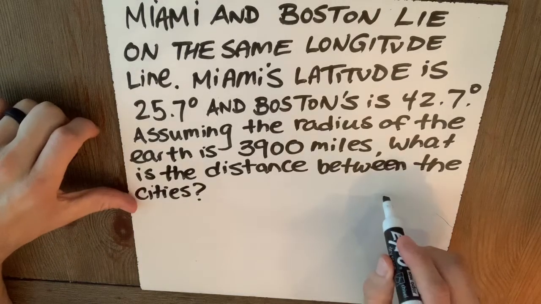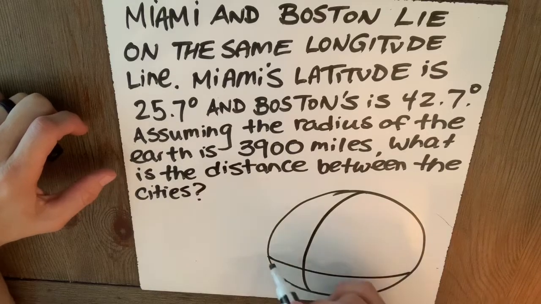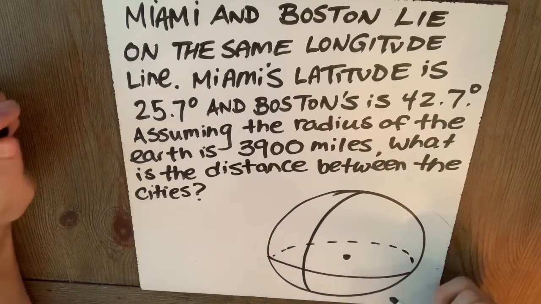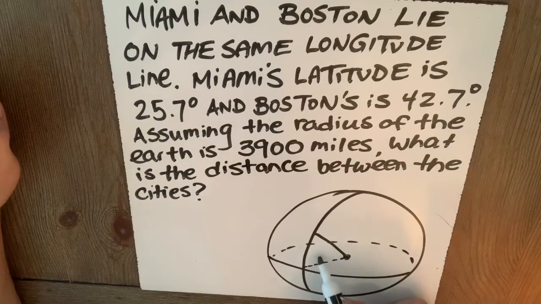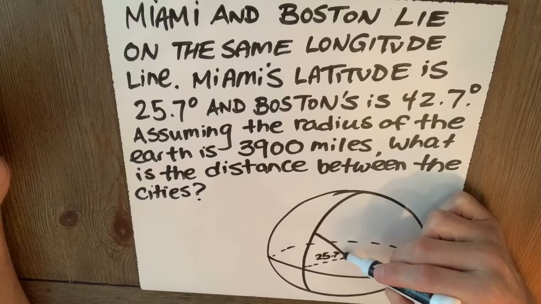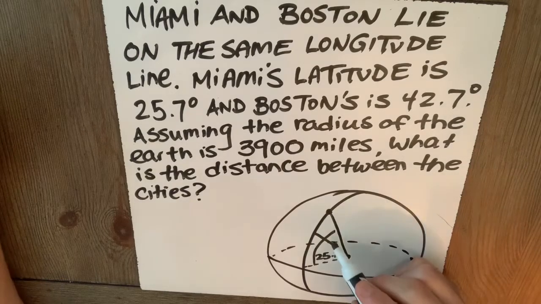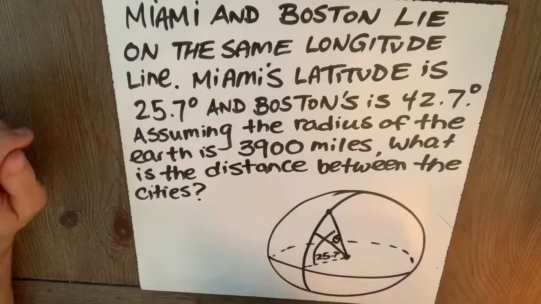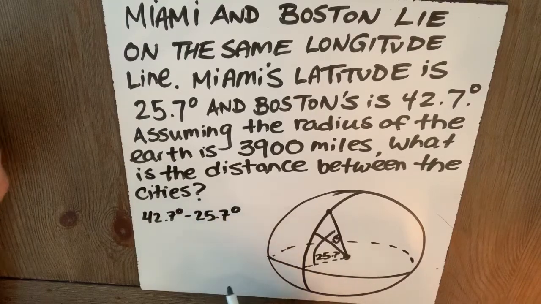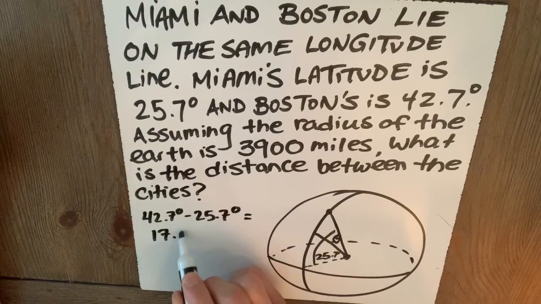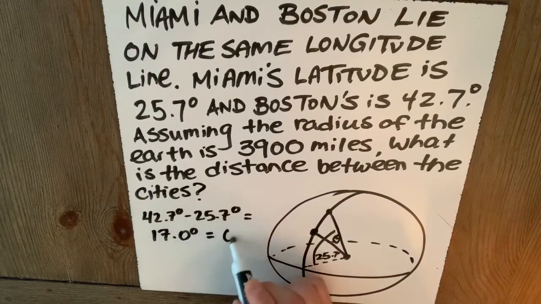So here's what we have. We have the globe, and on this longitude line, say this is the equator, and there is the center of the Earth. Now, to go up to Miami, we have to go up 25.7 degrees. So this angle here is 25.7 degrees. To go up to Boston, we go up more north. So this angle here is 42.7. What we're interested in is that angle, which is the difference. Boston, 42.7 degrees minus Miami, 25.7 degrees, will give us about 17 degrees. So Boston is 17 degrees north of Miami. So this is our theta in degrees.